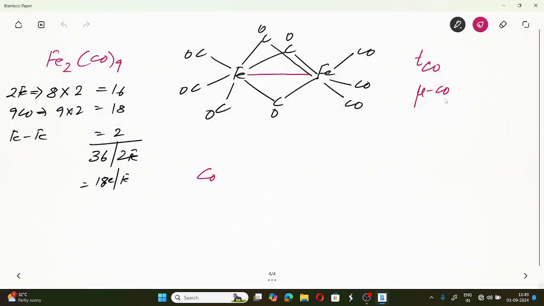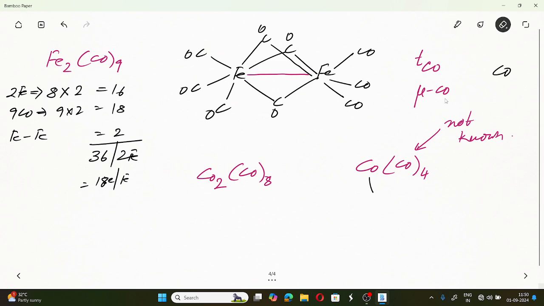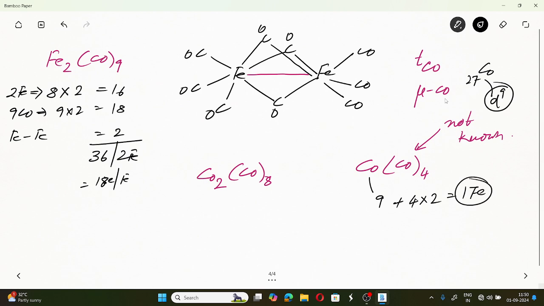Carbonyl complexes of cobalt. So Co2(CO)8 we have mentioned, but the mononuclear Co(CO)4 is not known to exist. So why is it so? See, if you count the outer electrons, cobalt is 27, so 18 plus 9, so it's a d9 system. After 18, all the electrons enter the d orbital as per the 3d 4s anomaly. So there are 9 outer electrons plus 4 into 2, so it's a 17 electron system. That is why it is not stable.